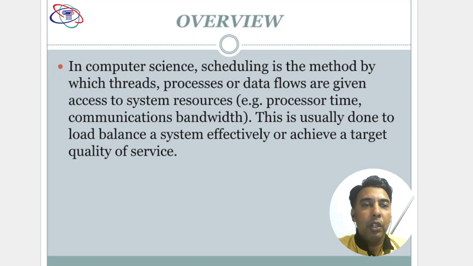So in simple words, we can say that CPU scheduling is the method by which threads, processes, or data flows are given access to system resources, for example processor time, communications bandwidth, and others. This is usually done to load balance a system effectively or achieve a target quality of service.